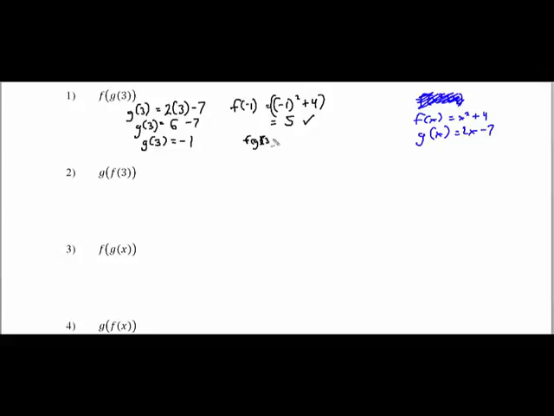Oh man, I keep writing these wrong. I'm so sorry here. All right, there's my f of g of 3. That is equal to 5. All right, so there's my final answer there.